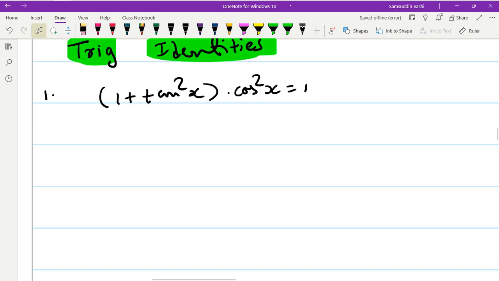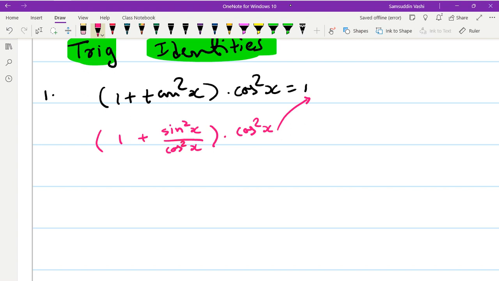Okay, do we have tan squared x? Okay, so what do we do? Change it into sine squared x divided by cos squared x, times cos squared x as it is. Remember, I need to get the answer 1. So don't keep on writing equals to 1.